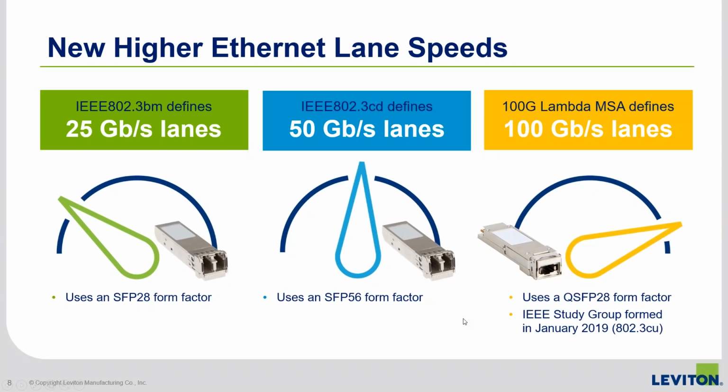And then even beyond that is 100 gig lanes. There's an MSA, the 100G Lambda MSA, that defined what that looks like, and that is using a QSFP28 form factor. There is also a recent IEEE study group, formed earlier this year, that will define the same 100 gig lanes. That will end up being 802.3cu. Again, this is the baseline as you move forward.